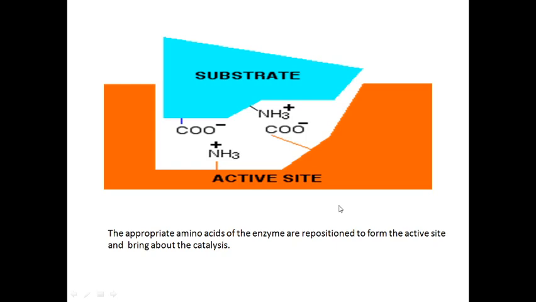So Koshland's model is a much more accepted model as compared to the lock and key model. The lock and key model fails because it explains that the enzyme is rigid and the active site is pre-shaped. Now what does Koshland's model state? It states that the active site of an enzyme is flexible and it changes its nature according to the substrate. It changes its conformation according to the substrate and later releases the product.